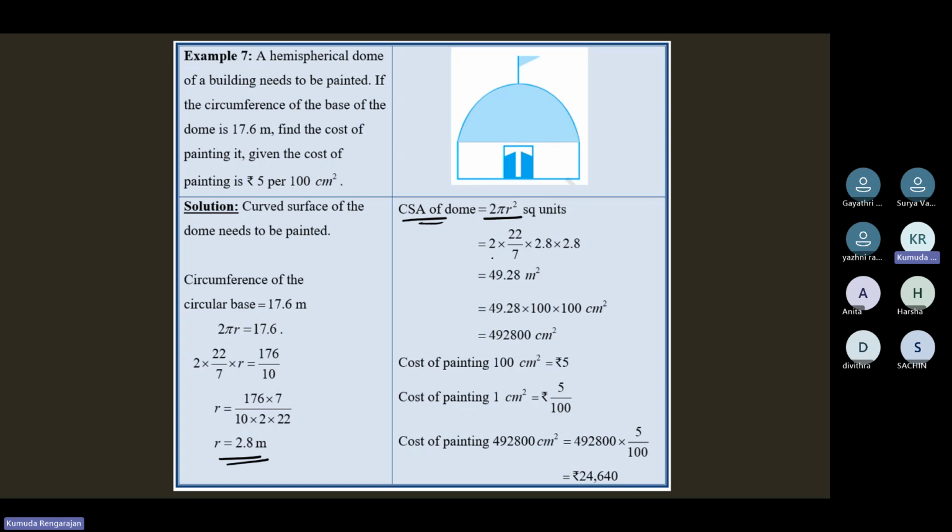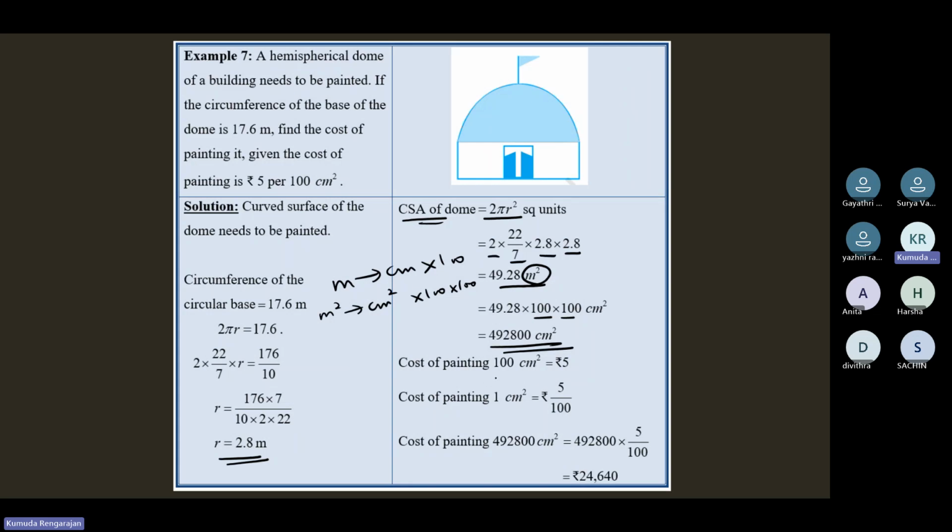2 pi r square. So this area is in meter square. How do you convert that to centimeter square? Multiply by 100 2 times. Why? Meter to centimeter, you should multiply by 100. Meter square to centimeter square, you should do the same thing 2 times. Meter to centimeter into 100. Meter square to centimeter square into 100 into 100. So now it's converted to centimeter square.